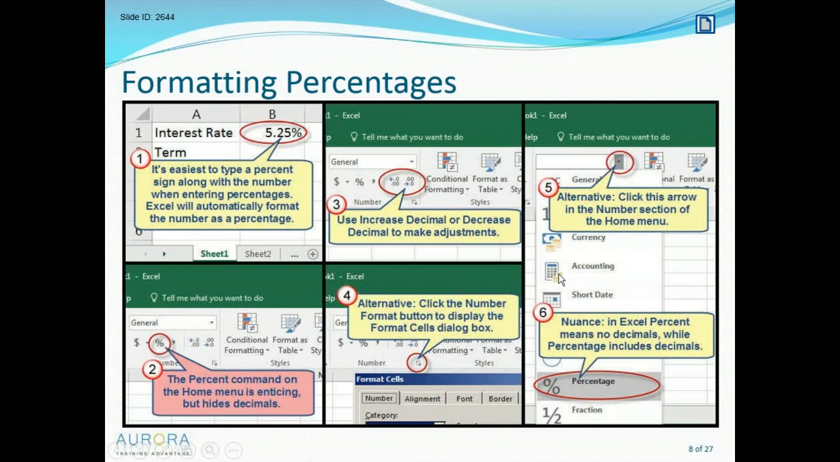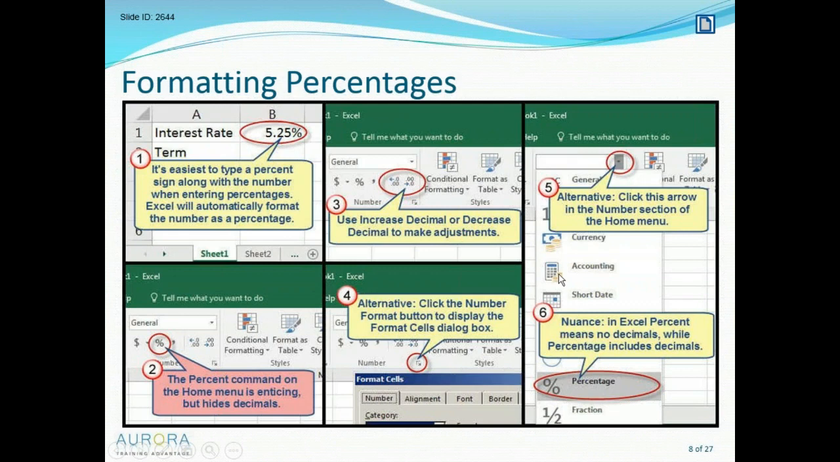Now, conversely, what sometimes happens is we either have numbers that are already in the spreadsheet, or maybe just out of habit, we type it as a decimal value. So we put in 0.0525. And then we go up on the Home menu to the number section, and we click on that percent command there. The percent command is enticing to us, but when we click on it, it hides the decimals. It adds a percent symbol, but it hides the decimals, which means we then have to do an extra step of using either increase or decrease decimal to adjust the decimals there.